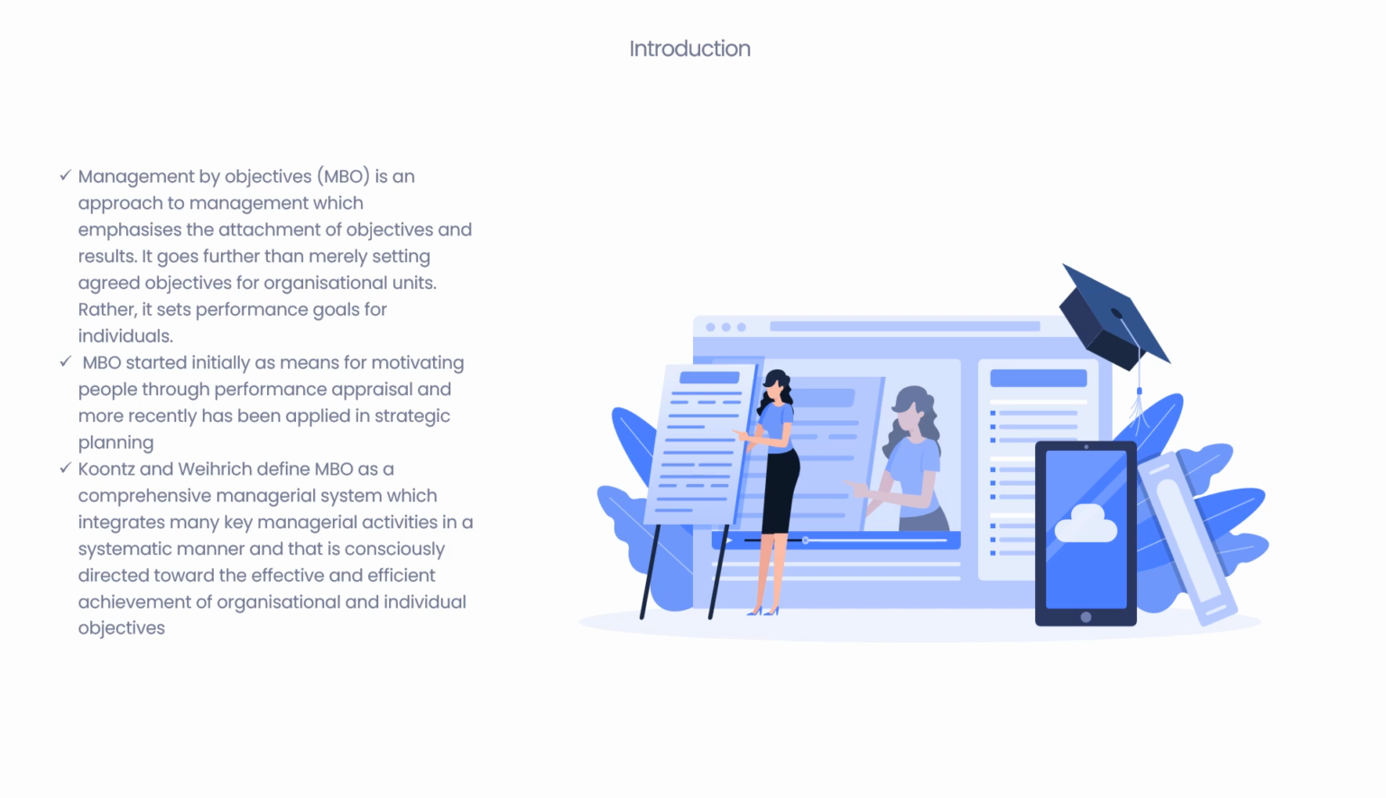So Koontz and Weihrich define MBO as a comprehensive managerial system which integrates many key managerial activities in a systematic manner, and that is consciously directed toward effective and efficient achievement of organizational and individual objectives. So though we are talking about employees, we still remain in the range of the goals and objectives defined already by the top management.